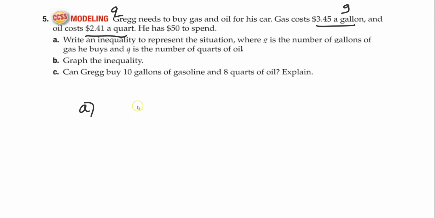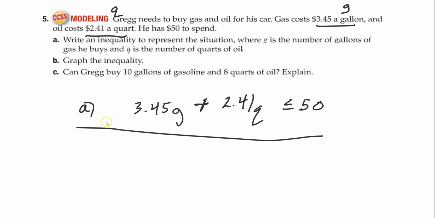So for A, it's $3.45 a gallon, so times G, and it's $2.41 a quart times Q. Now in total, you could spend $50. So if I add these up, it has to be less than or equal to $50. So that's my inequality. B wants me to graph it.